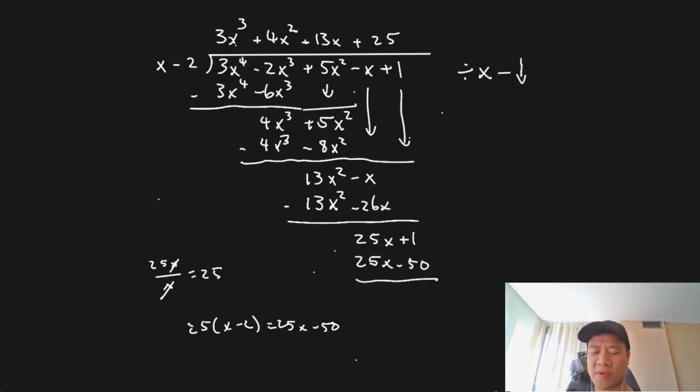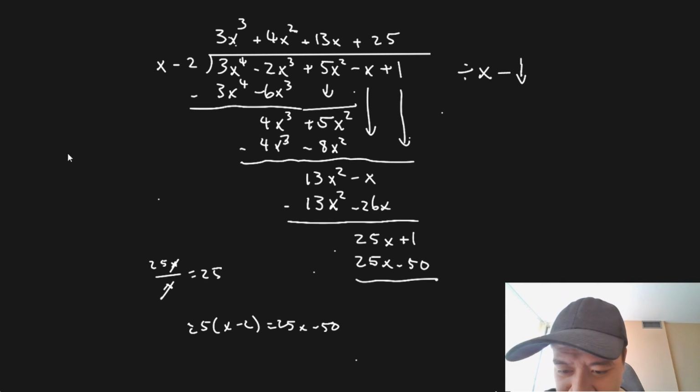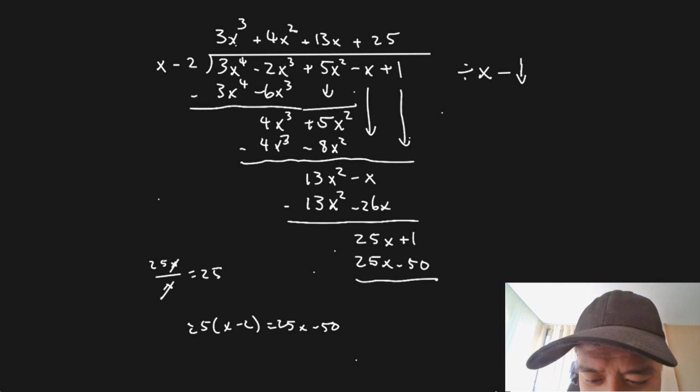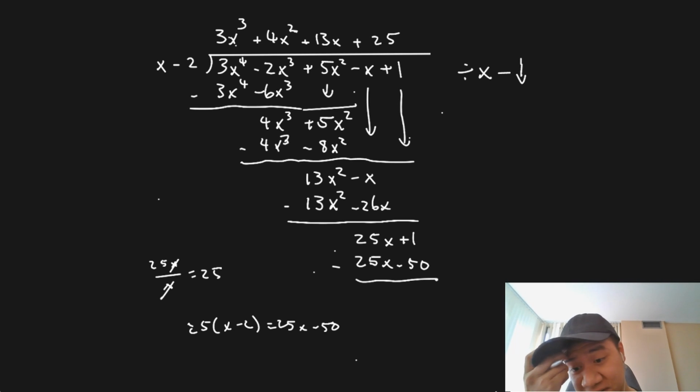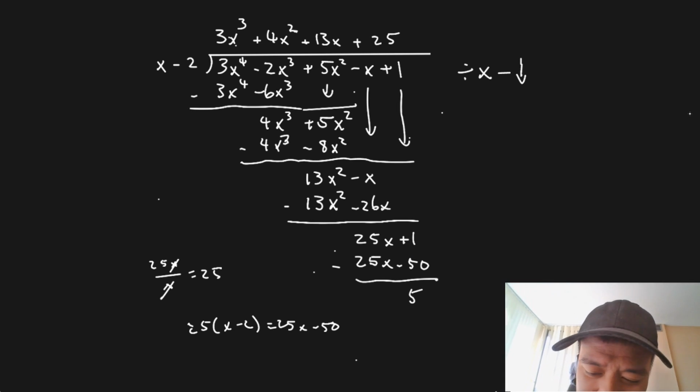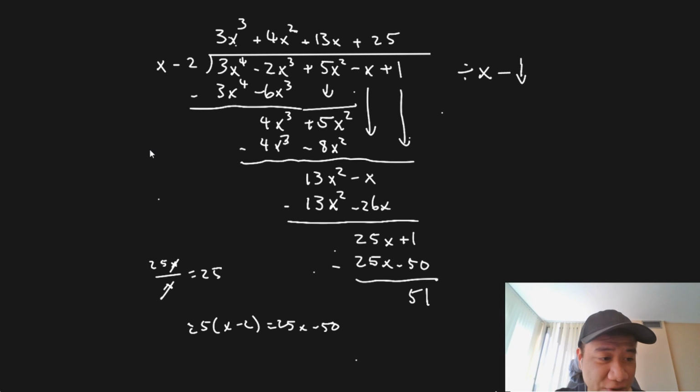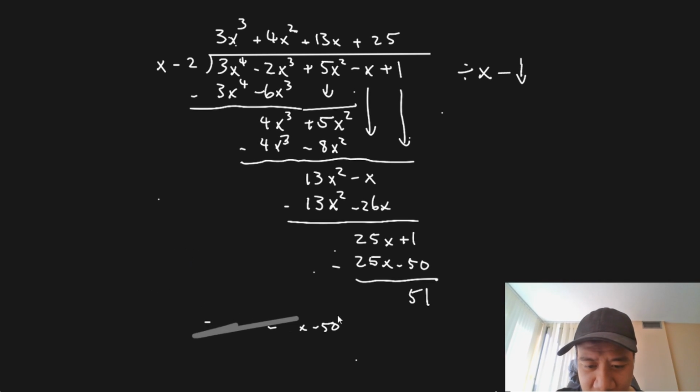Okay. And then we subtract these together. 25x minus 25x is 0, so we don't need to put anything here. And then 1 minus negative 50 is 51. So since we can't do anything anymore, we're done.